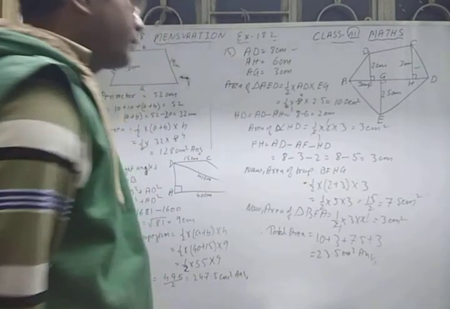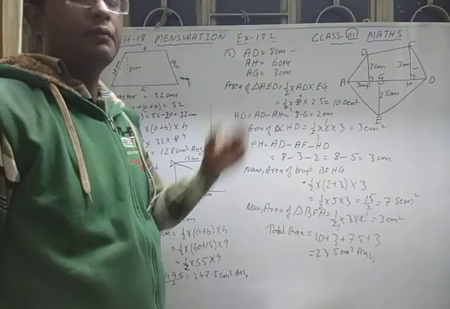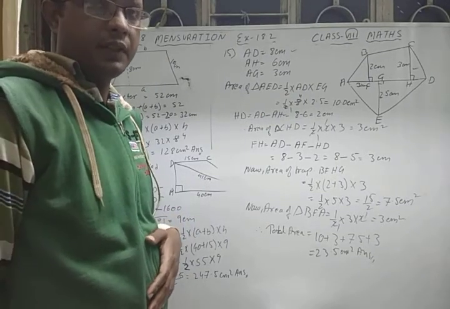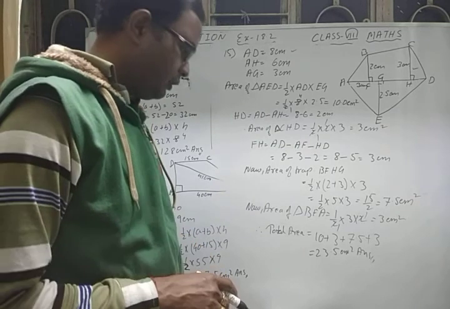So in this type of question, you have to bifurcate the figure into different shapes, and then you have to find the area of each of the figures and add them. You will get the total area of the figure.